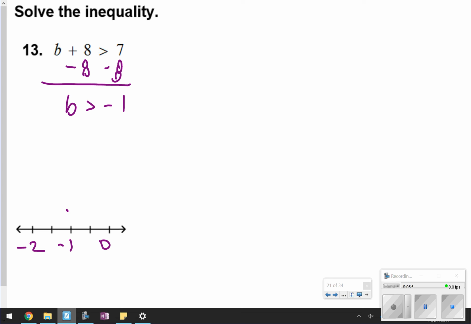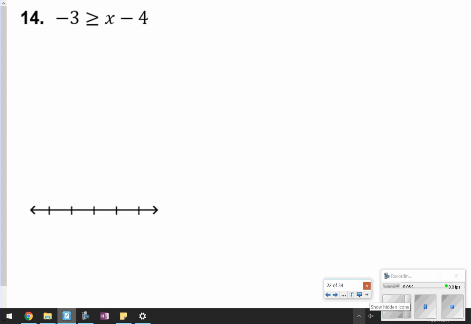So I've got an open circle pointing to the right. For number 14, I am probably going to switch this around first. I'm going to say x minus 4 less than or equal to -3. Again, the alligator is eating the same number here and here. The alligator needs to eat the -3.